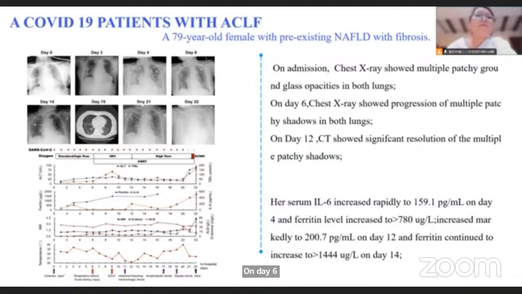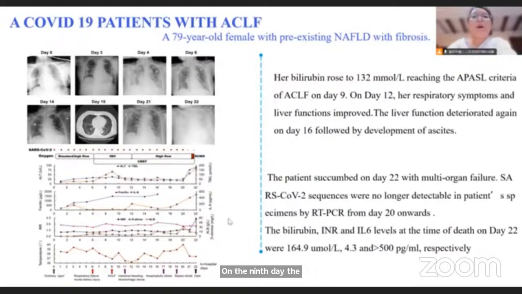she had increasing dyspnea. Chest X-ray showed progression of multiple patchy shadows in both lungs. The patient was transferred to ICU for IMV and CRRT. We can see that with the progression of the disease, her serum IL-6 and ferritin levels increased rapidly. On the 9th day, the patient's bilirubin increased, reaching the diagnostic standard of ACLF.